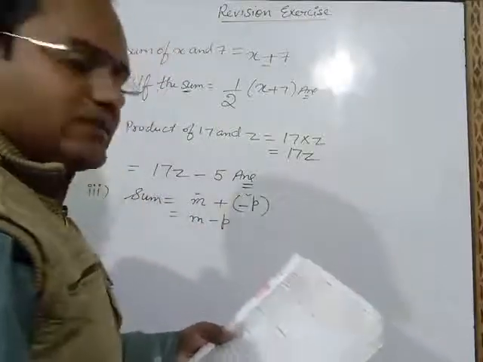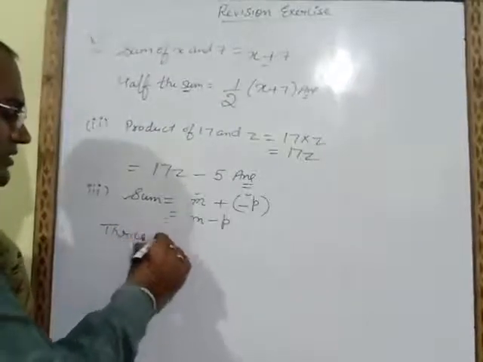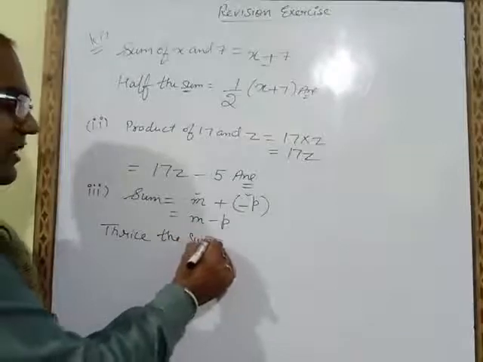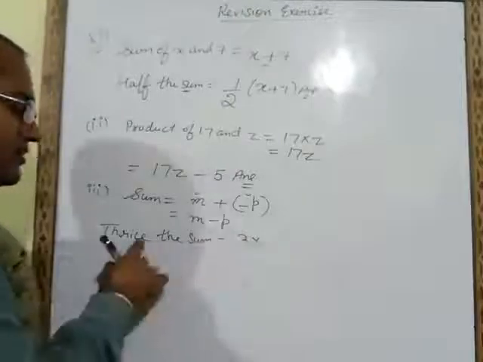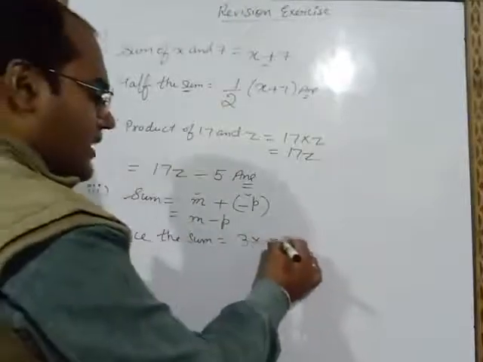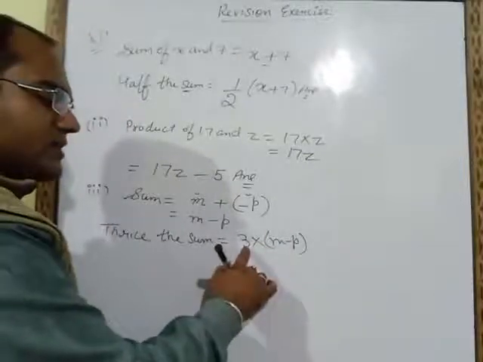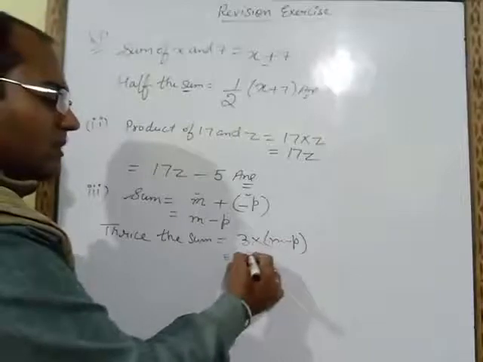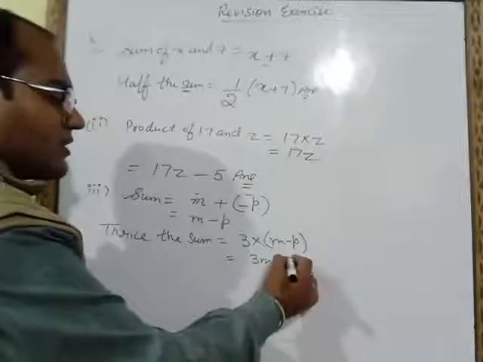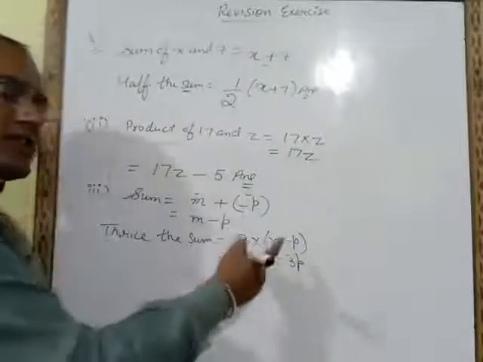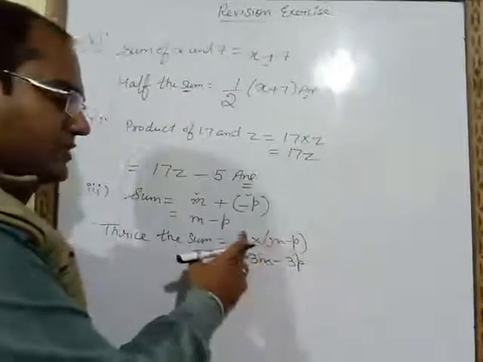11 added to thrice the sum. Thrice the sum. So what do you have to write? Thrice means 3 multiply. Sum. Sum is m minus p. So this m minus p sum you have to write in the bracket. Now we will multiply this 3 with both the terms. 3 into m, 3m. Plus minus, minus. 3 into p, 3p. If you do not open this bracket, then also your answer will be correct. Okay, so we opened the bracket here, 3m minus 3p.